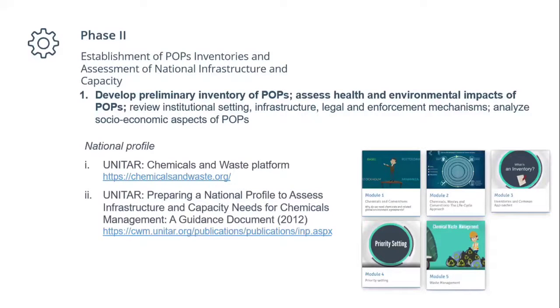And besides that, developing a preliminary inventory of POPs and assessing health and environment, this is the objective of phase two, the establishment of POPs inventories. Here, there is also different guidance available under UNITAR. There is chemicalsandwaste.org, where you see many guidances on the national profile. UNITAR had been working on national chemical profiles for very many years, and many countries that are parties to the Basel, Stockholm and Rotterdam Conventions have national chemical profiles. These are available there, and they help parties to understand what the legal situation is and what the chemicals of concern in that country are. So this information is there.